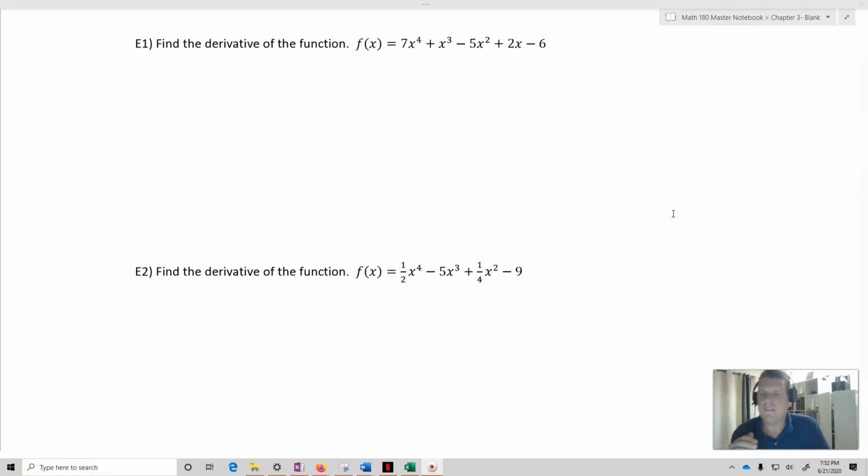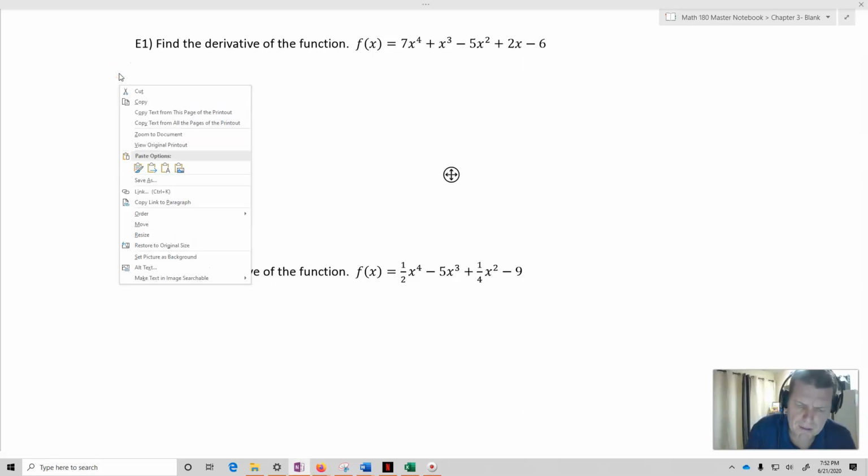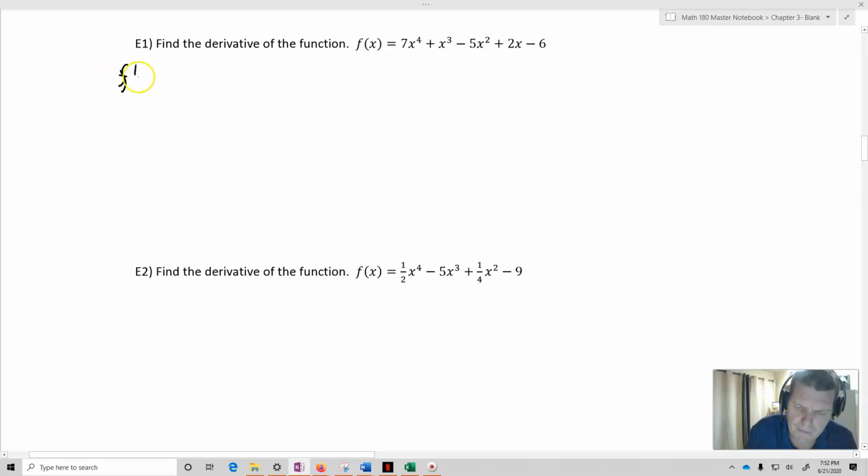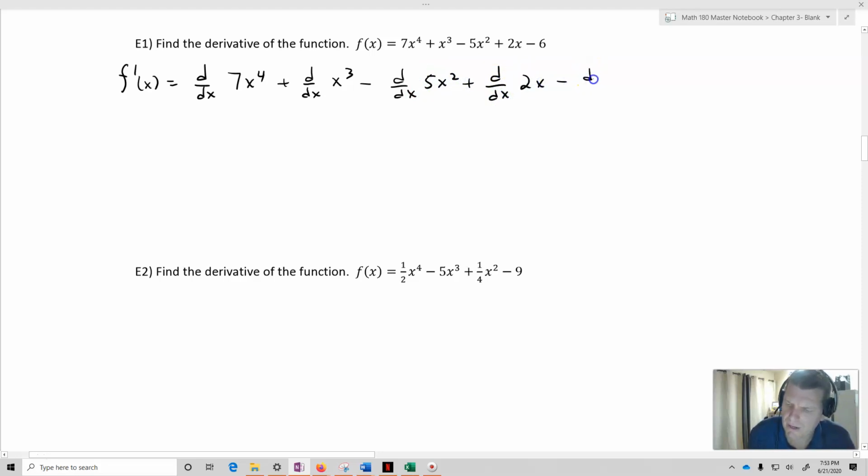So let's say we want to find the derivative of the function f of x equals 7x to the 4th plus x cubed minus 5x squared plus 2x minus 6. When I want to do that, I'm going to take f prime of x, and I'm going to separate them out using that sum and difference rule. So that's going to be d dx of 7x to the 4th plus the derivative of x cubed minus the derivative of 5x squared plus the derivative of 2x minus the derivative of 6.